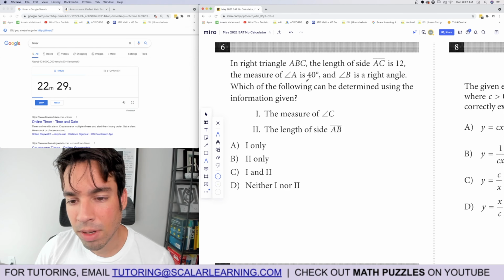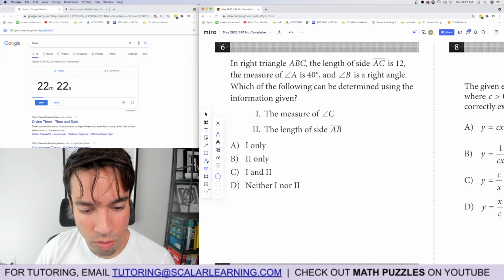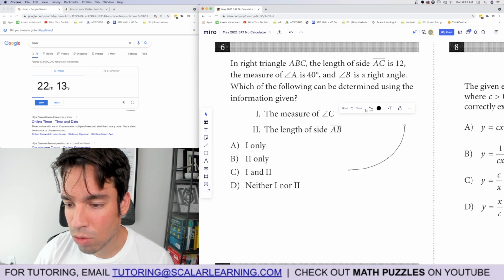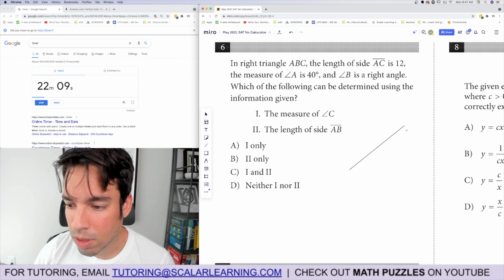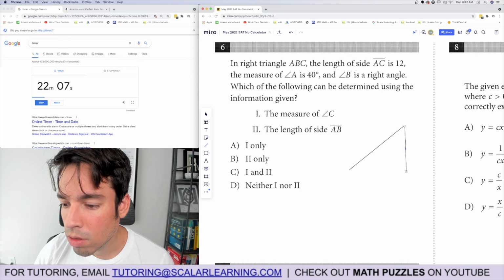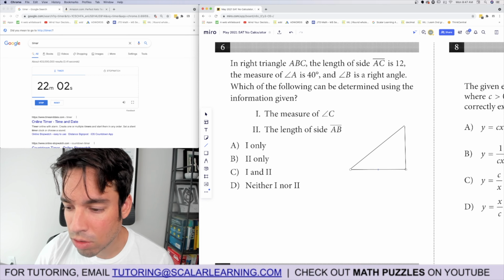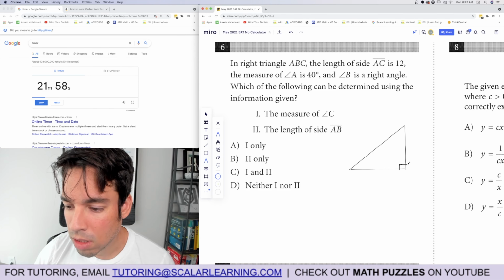The measure of angle A is 40. Wait, hold on. I should draw this out. The only thing I don't like about this whiteboard is it's not my favorite for drawing things like this. See, it does this weird curvy thing and I have to reset it. Okay, so we got that. We got a right triangle. But always draw out the shapes if they mention one and they don't give it to you, right? So that's a great rule of thumb. Here's my right angle because they did say it's a right triangle.